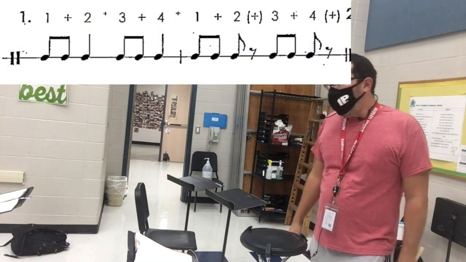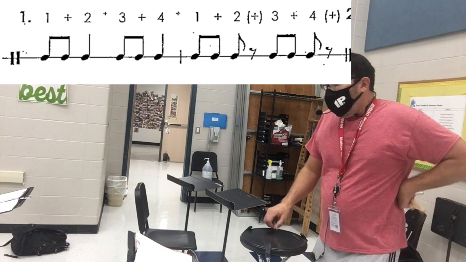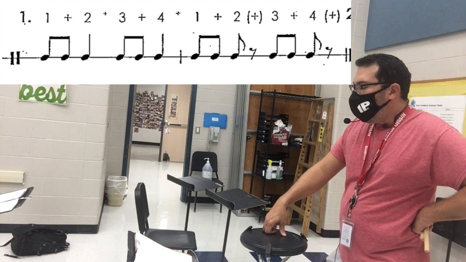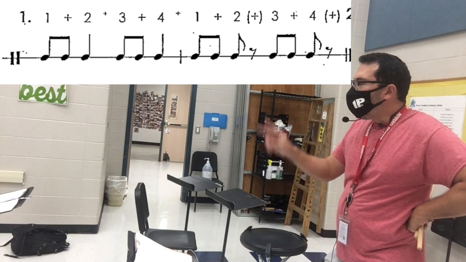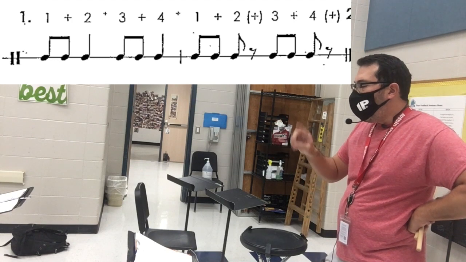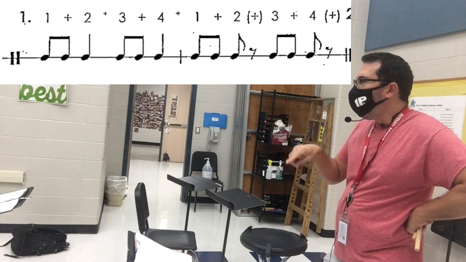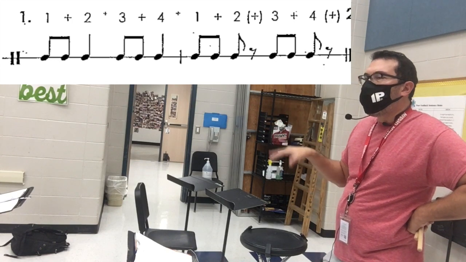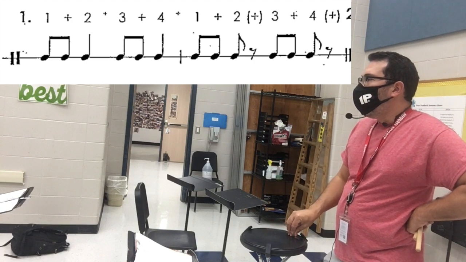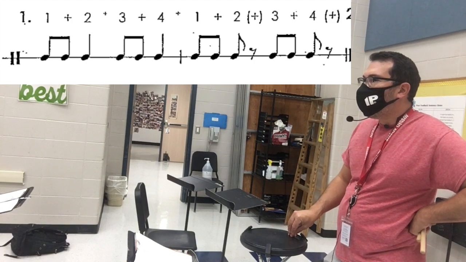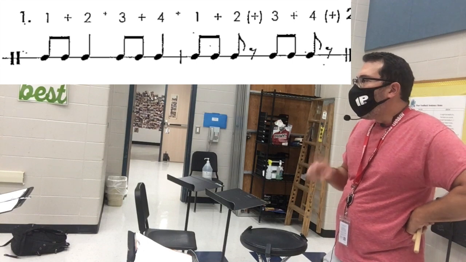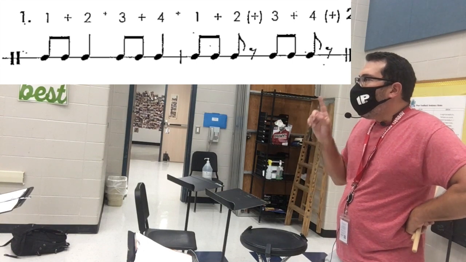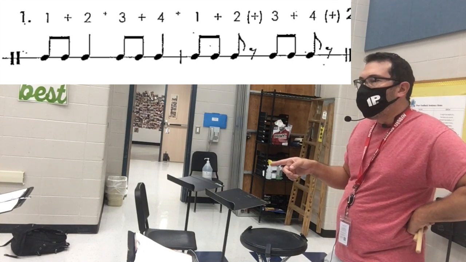Okay, now look at 1. You have 1 and 2, 3 and 4. But then measure 2 looks different. It goes 1 and 2, 3 and 4. Is it the same? It looks different, but is it the same? Listen to it again. 1 and 2, which would be what? Right, left, right. And so would 3 and 4.